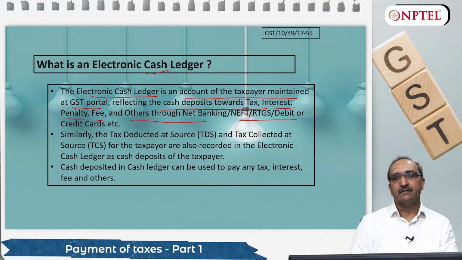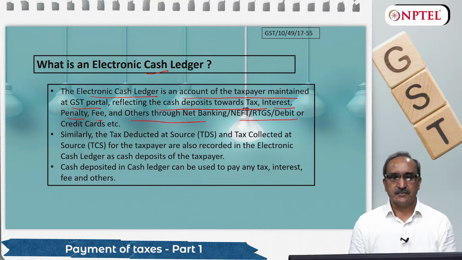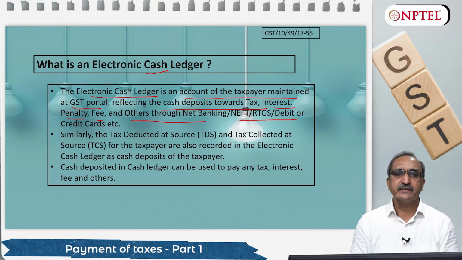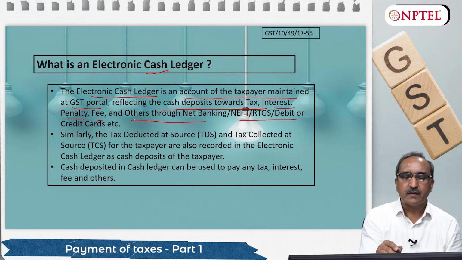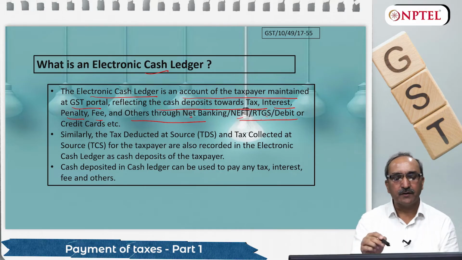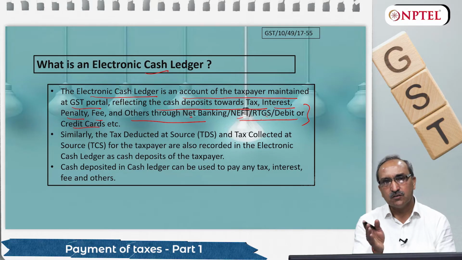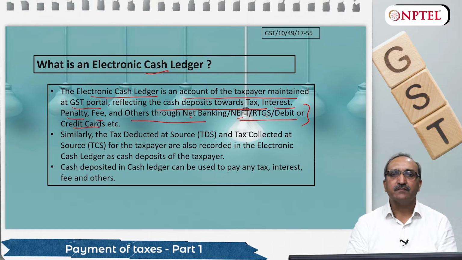Meaning if there is any requirement to pay cash to meet the transaction, it happens so many times that you don't have any ITC but your liability is there. So how will you meet your liability? The answer is by paying cash. By paying cash means you have to pay either through net banking, NEFT, RTGS, debit or credit cards. By using these means, you can transfer cash from your own account to your electronic cash ledger maintained at the GST portal against your registration number.